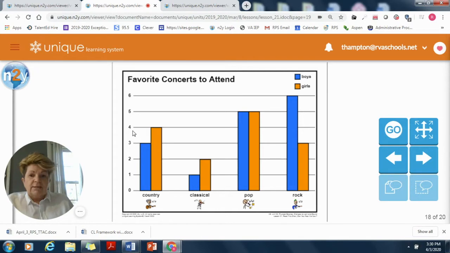4 girls, excellent. So which is greater? Which liked country music more? Boys or girls? You're right, it's girls. So boys is the least and girls are the greatest.